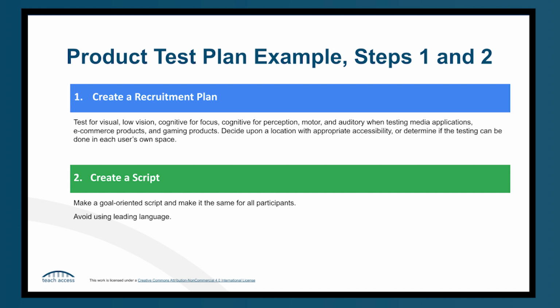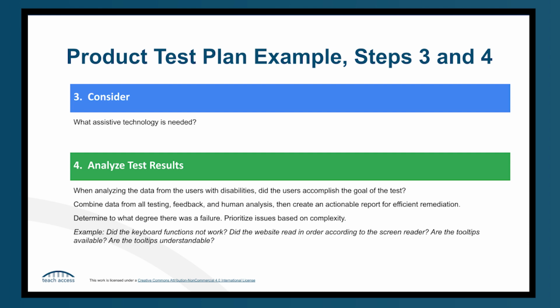All users should be provided with the same script, and you should avoid leading them by using words like awesome or easy to find, and slow or confusing. Third, you should consider what assistive technology is needed. You should once again consider whether your location will support that technology or if you need to provide it.